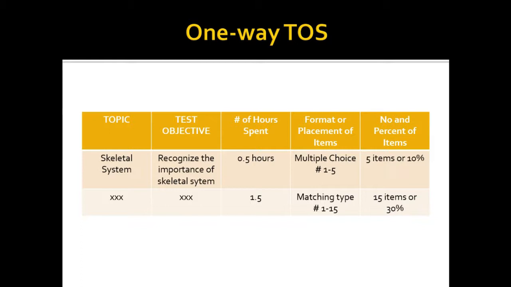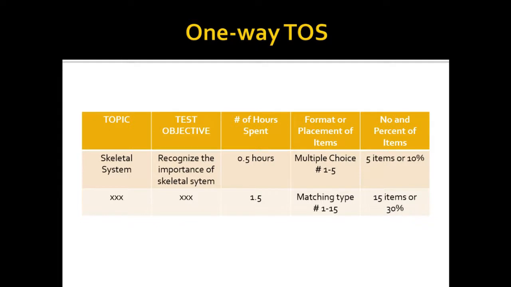One-way TOS maps out the topics, test objectives, number of hours spent, format or placement of items, and number of percent of items. One-way TOS is easy to develop because it works around the objectives without considering the different levels of cognitive behaviors.